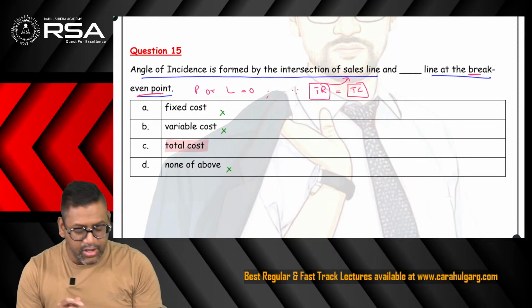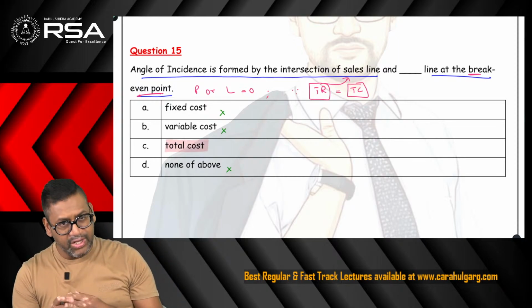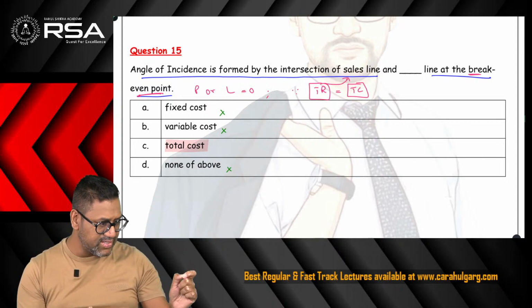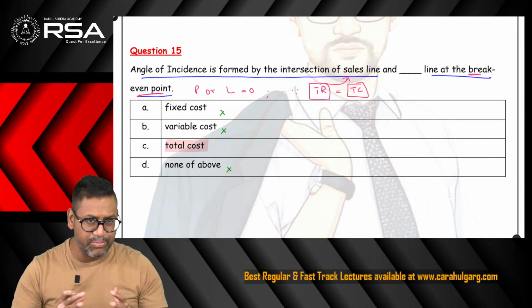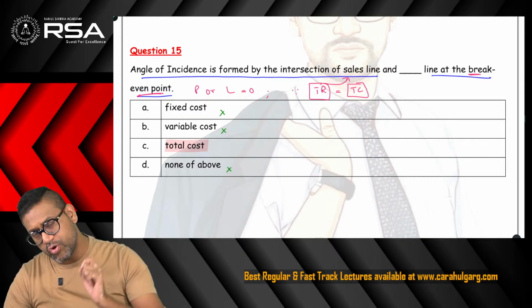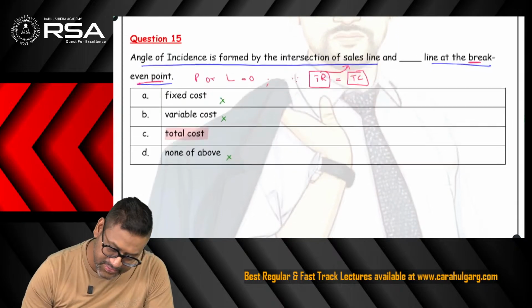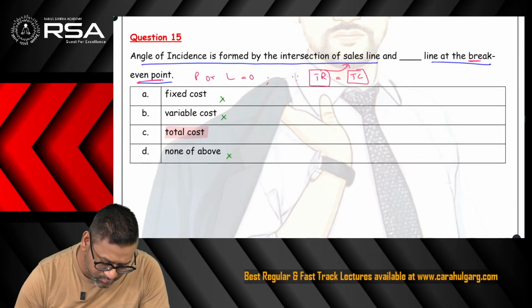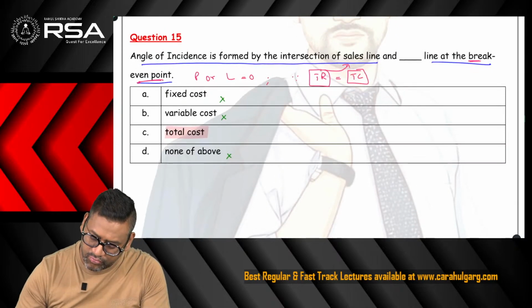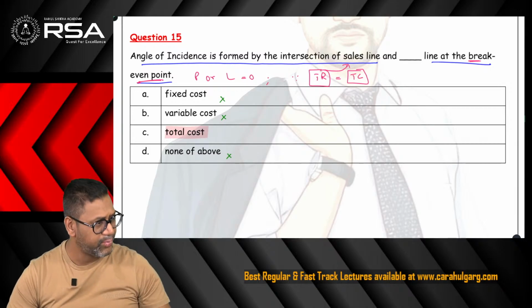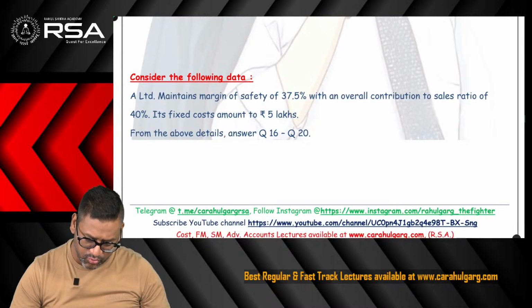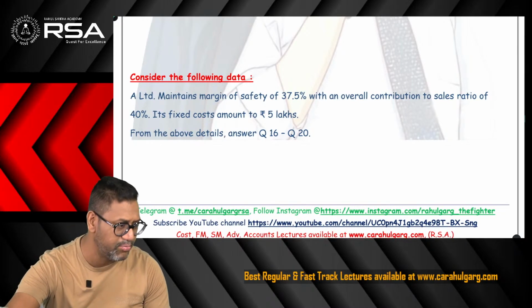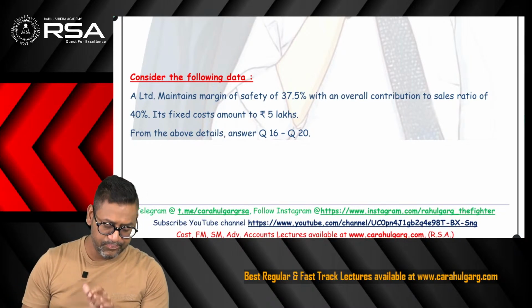So angle of incidence is formed when your total revenue, that is the sales line, matches with the total cost line. When they intersect, at that point the angle which is formed is known as the angle of incidence. Once again, a wonderful question. This question has been asked in the examination. Very wonderful one. We will see.